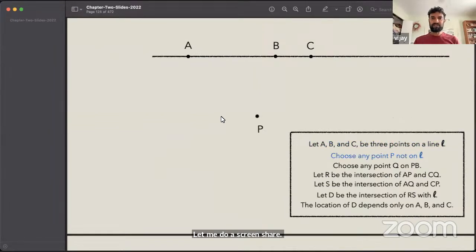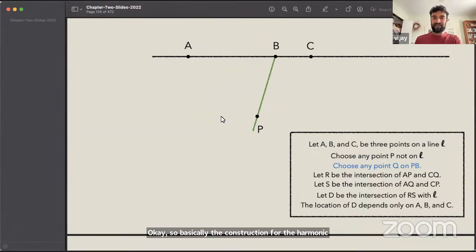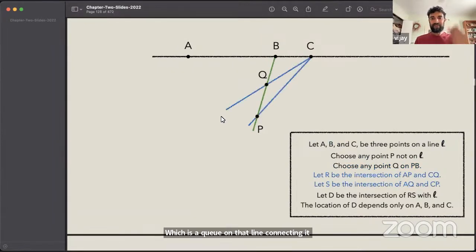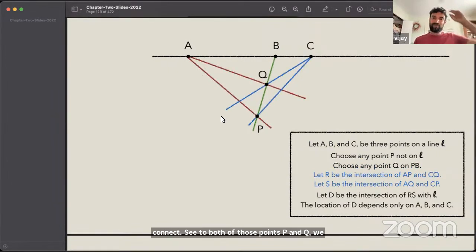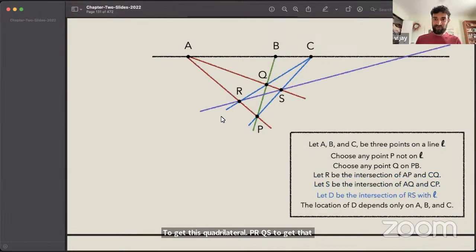Okay, so basically the construction for the harmonic conjugate is to choose a P that's not on L. So if we're looking at HAC of B, we choose a P that's not on our horizon line. We choose a Q on that line connecting it to B. We connect C to both of those points P and Q. We connect A to those points P and Q to get this quadrilateral, PRQS. We take the other diagonal of that quadrilateral, and that gives us our point D.